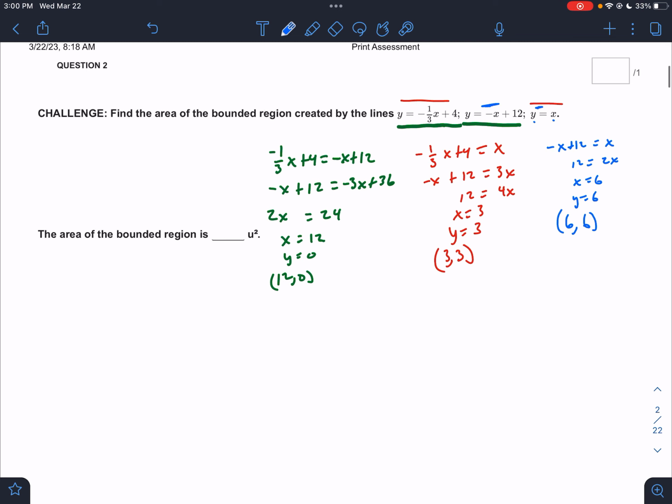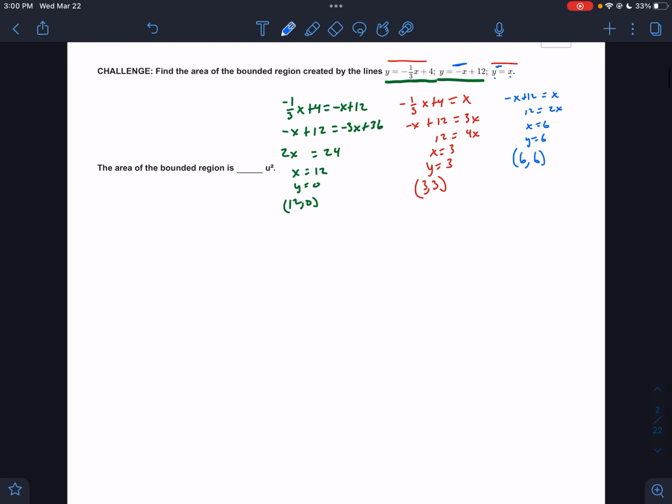That's phase 1. Phase 2 is to make a makeshift graph. Oh man, I don't know why my pencil is doing that lately. So do a makeshift graph.